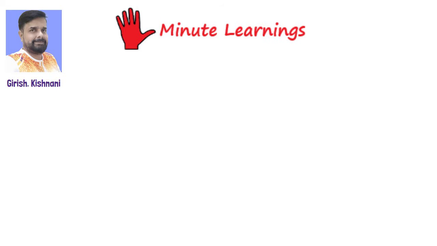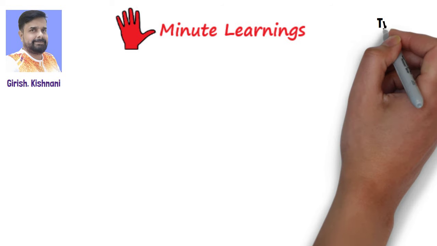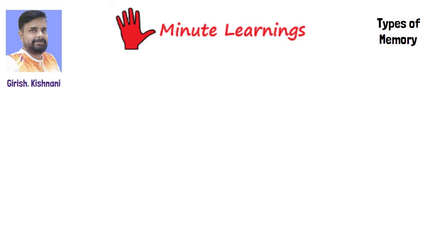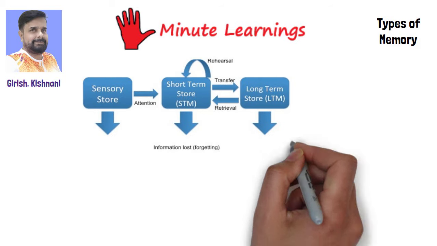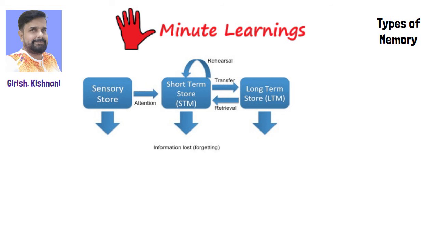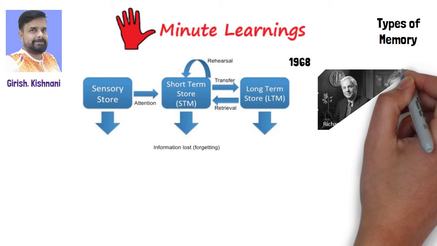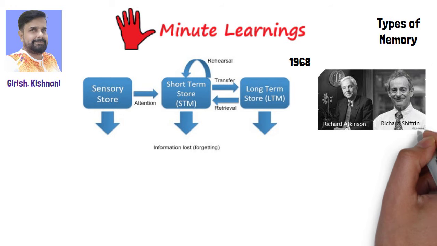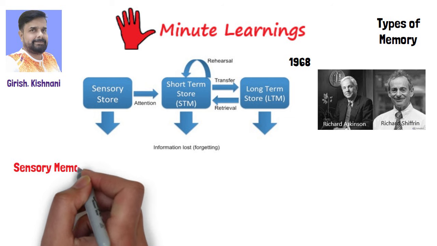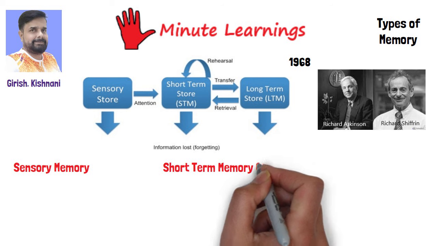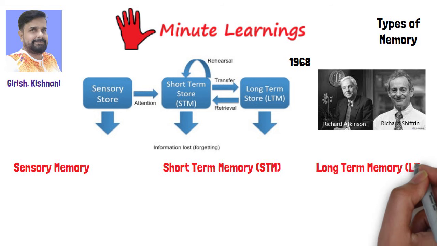In the last video we discussed the basics of human memory. In this video we will learn about types of memory and other basic concepts. While several different models of memory have been proposed, the stage model of memory is often used to explain the basic structure and function of memory. Initially proposed in 1968 by Richard Atkinson and Richard Shiffrin, this theory outlines three separate stages or types of memory: sensory memory, short-term memory, and long-term memory.